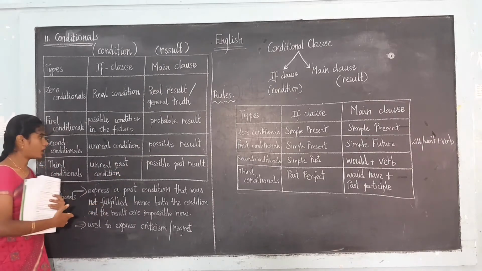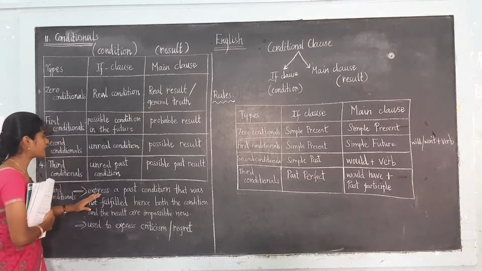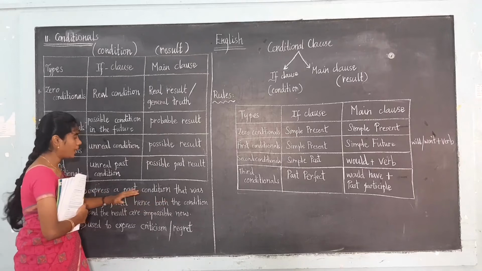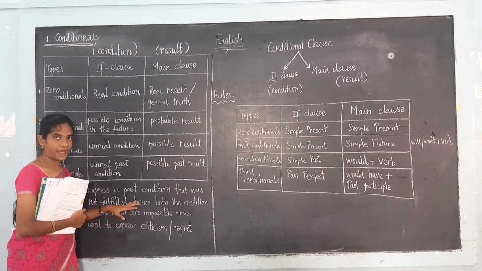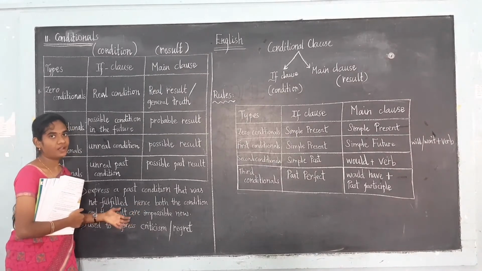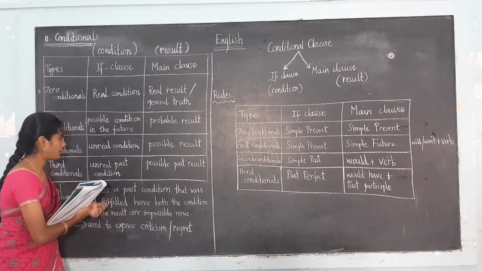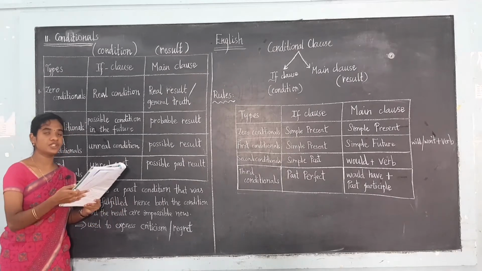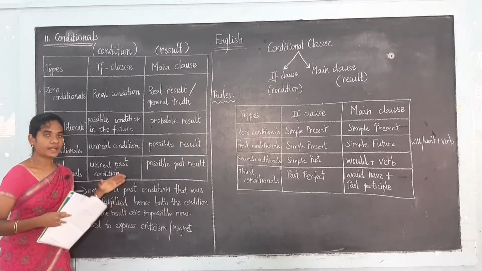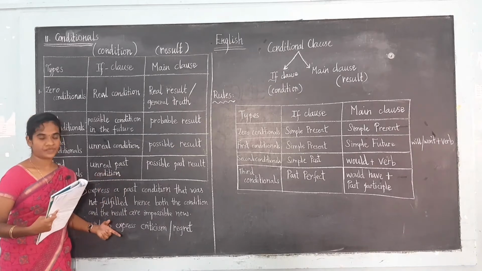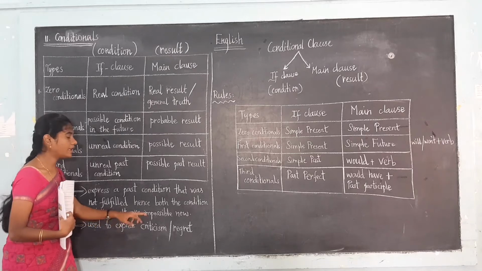Okay. So you have to remember that the third conditional expresses a past condition. It expresses a past condition that was not fulfilled. Fulfilled means நிறைவேற்றப்படவில்லை. Okay. So in the past, the condition was not fulfilled, which could have happened but did not happen. In the past, the condition would have happened but did not happen. Hence both the condition and the results are impossible now.